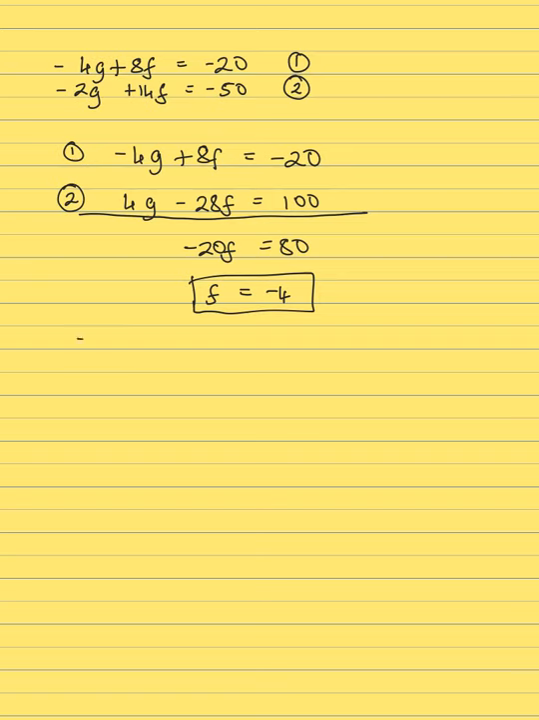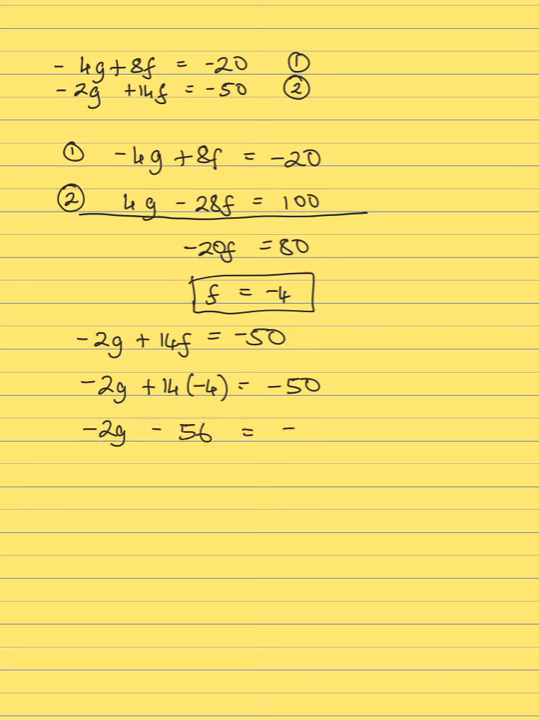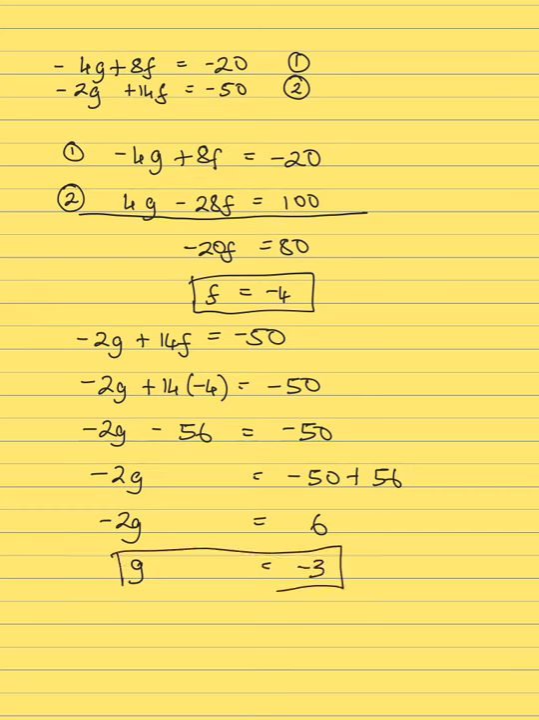We might take the equation minus 2g plus 14f equals minus 50. Minus 2g plus 14 times minus 4 equals minus 50. Minus 2g minus 56 equals minus 50. Minus 2g is equal to minus 50 plus 56. Minus 2g is equal to 6. So g is equal to minus 3. So we now know the value of g and f.